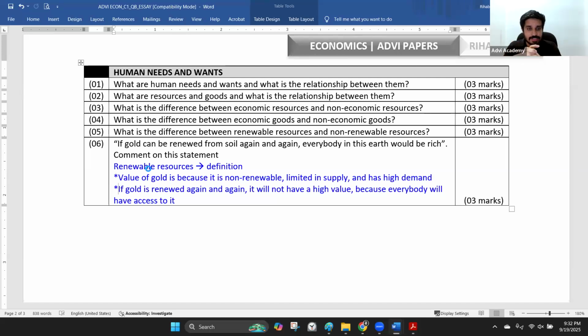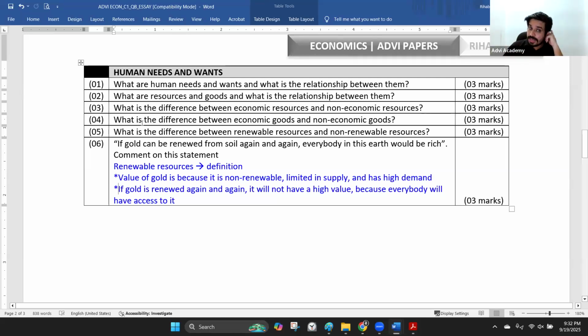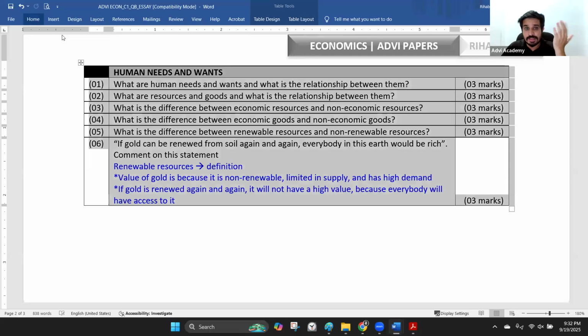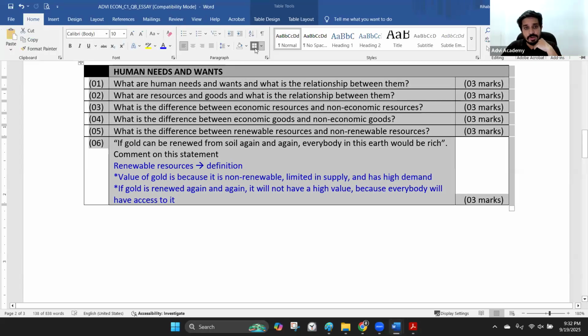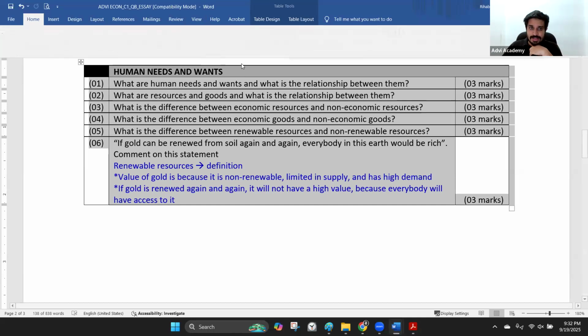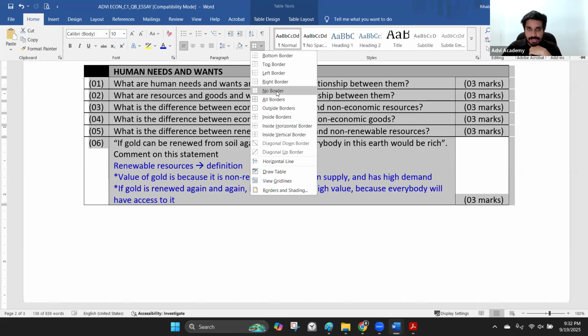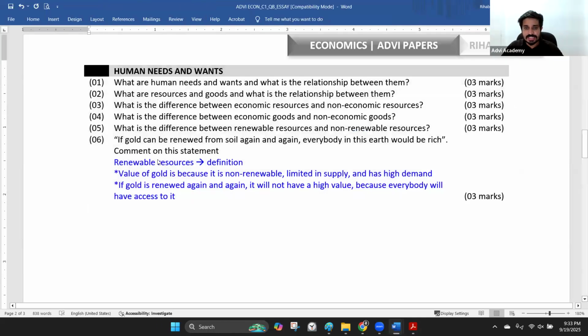That's the most important thing. Sometimes you might know the definitions, you might know everything, but if you do not know how to write an answer, then that's a problem. So that's the most important thing as far as economics is concerned.